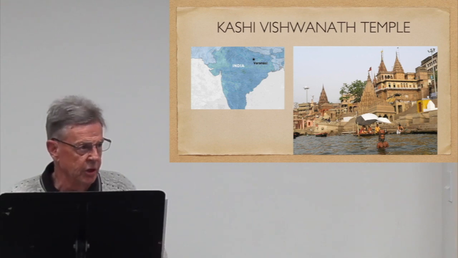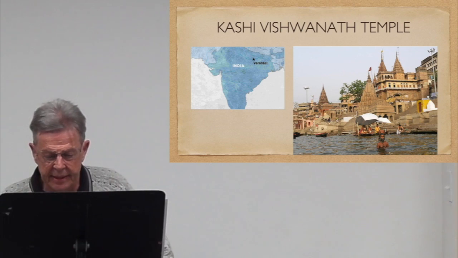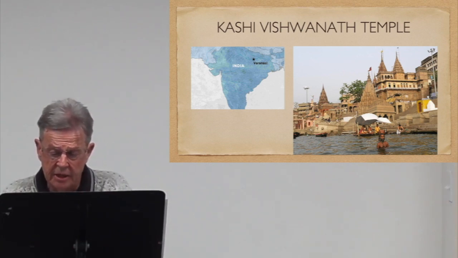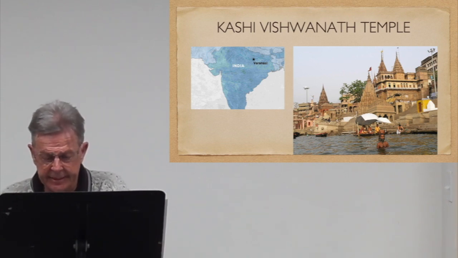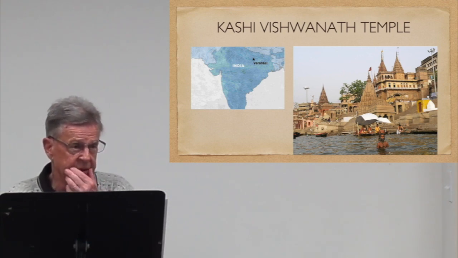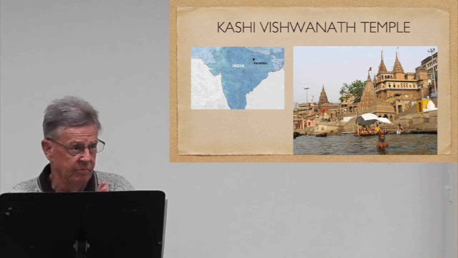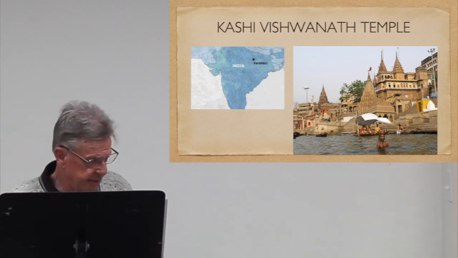Vishwanath means ruler of the universe. So this is a major, long-standing temple. It's been destroyed, reconstructed a number of times. It was demolished by a Mughal emperor, a Muslim emperor. And what did he do once he demolished it? What did he build on its site? A mosque. This has caused a lot of tension in India between Hindus and Muslims, sacred sites that have been built upon.